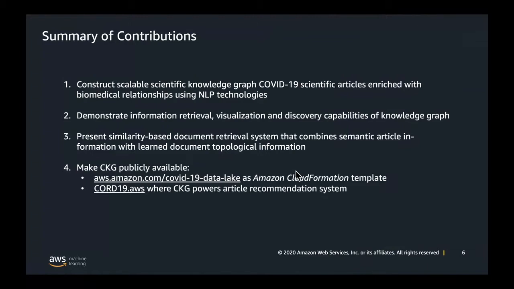Lastly, we make the COVID-19 knowledge graph, or CKG, publicly available on the aws.amazon.com COVID-19 data lake. And we also make the knowledge graph available in a second format on core19.aws, which we'll talk about, but essentially is an open source search engine that leverages the knowledge graph plus natural language search capabilities to help researchers find exact information from these hundreds of thousands of scientific articles on COVID-19.